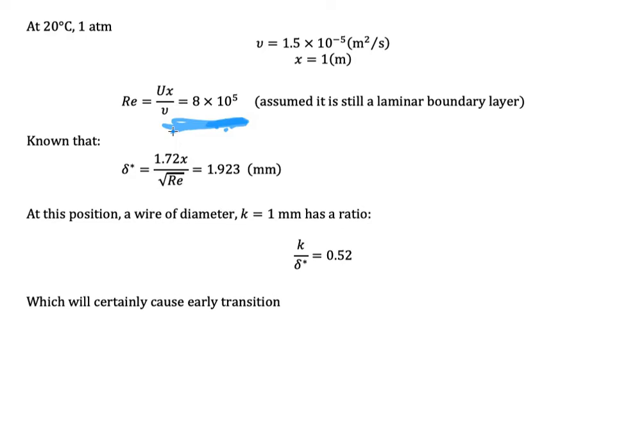We know that delta star is 1.72x over the square root of the Reynolds number, which we get from the Blasius exact solution. Please refer back to the equation for Blasius. Using the equation, we get 1.923 millimeters. At this position, a wire of diameter k equal to 1 millimeter has this ratio.